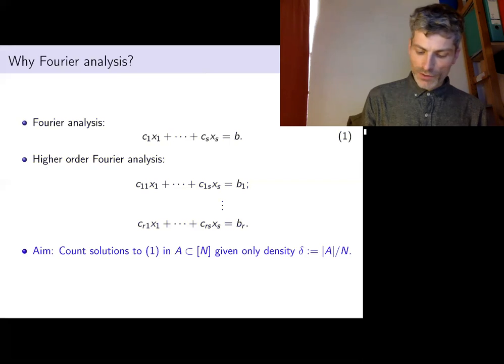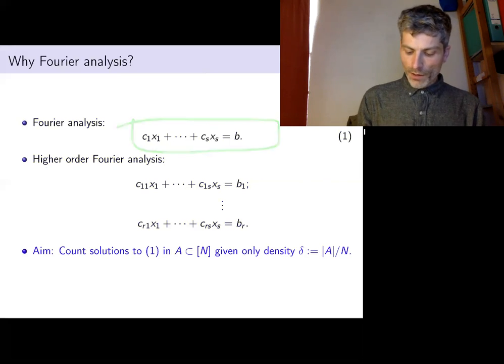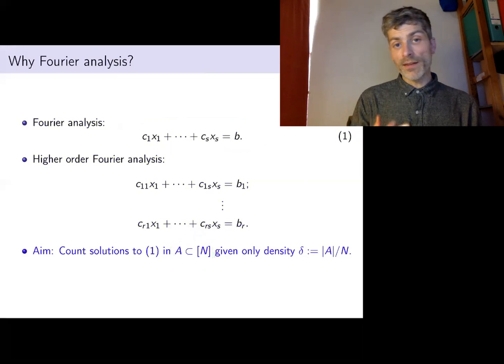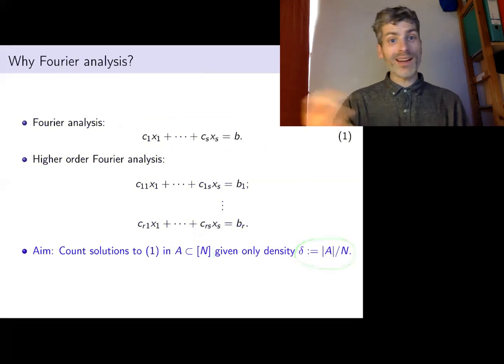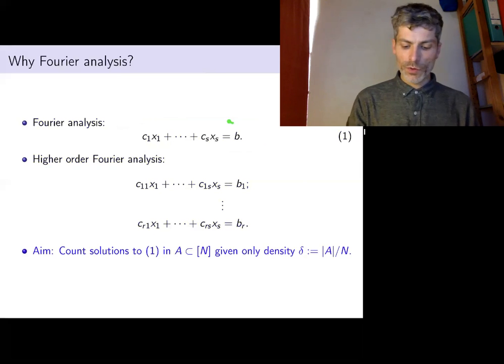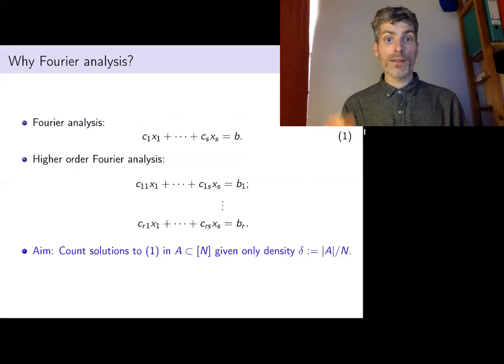So our aim in this course is to try and count solutions to an equation like equation 1, given a dense set of integers. So it's a set in this interval 1 up to capital N, and all we know about it is its density delta. We don't know anything else. How can you count solutions to an equation in such a dense set at this level of generality?